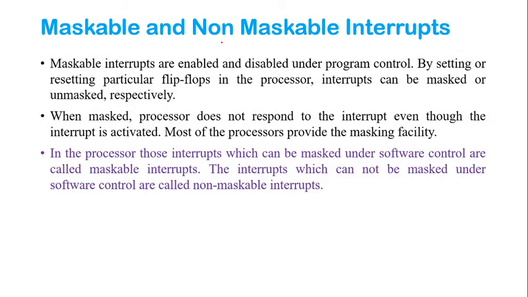Next, we are going to see maskable and non-maskable interrupts. Maskable interrupts are enabled and disabled under program control. By setting or resetting a particular flip-flop in the processor, the interrupt can be masked or unmasked respectively. When masked, the processor does not respond to interrupts even though the interrupt is active. Remember this: whenever we have the mask, the processor does not respond to interrupts even though the interrupt is activated.